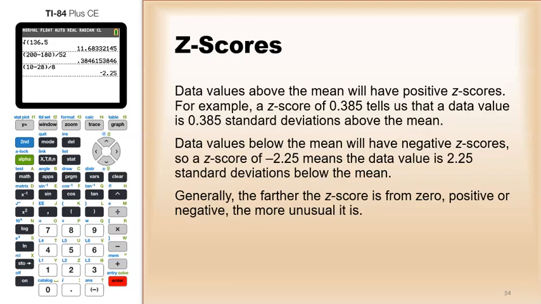And generally speaking, the farther the z-score is from 0, whether positive or negative, the more unusual it is. So later on in the quarter, one way we'll be able to tell if we have an outlier is by looking at the z-score.